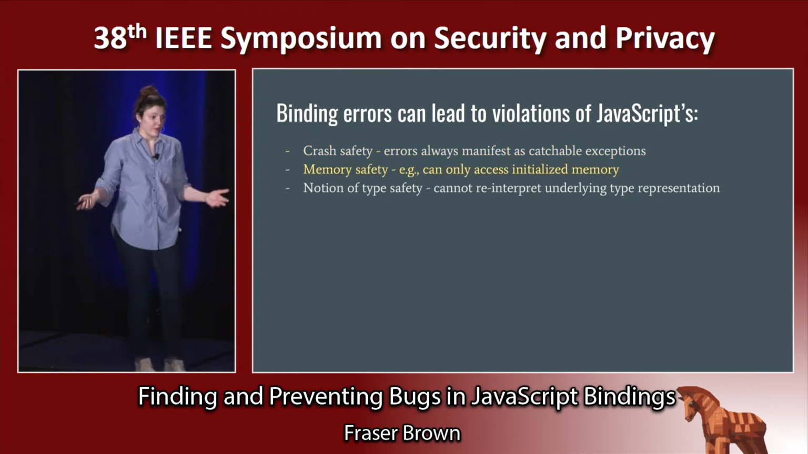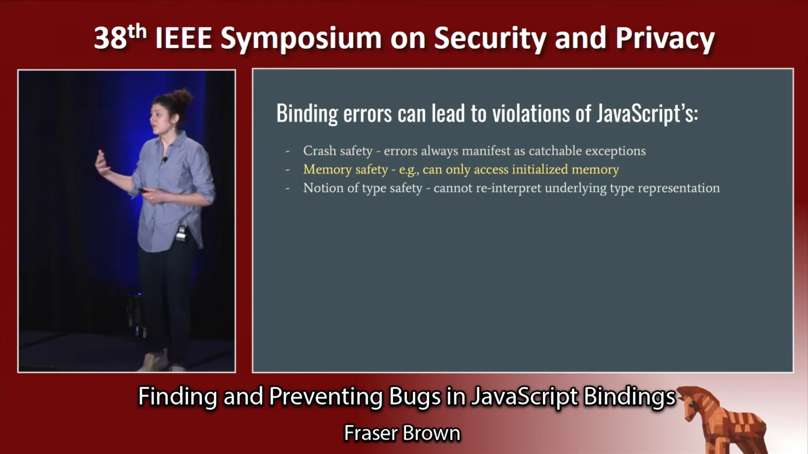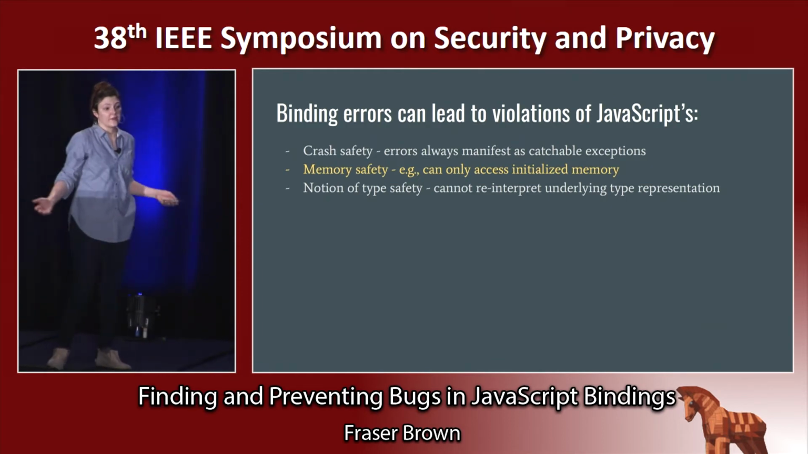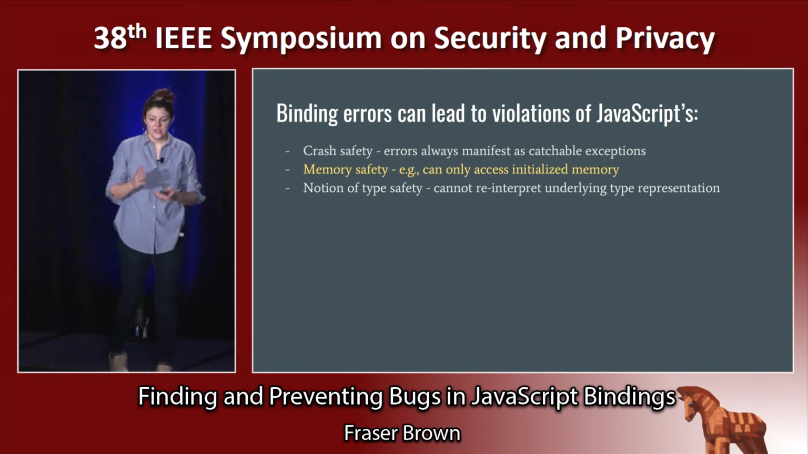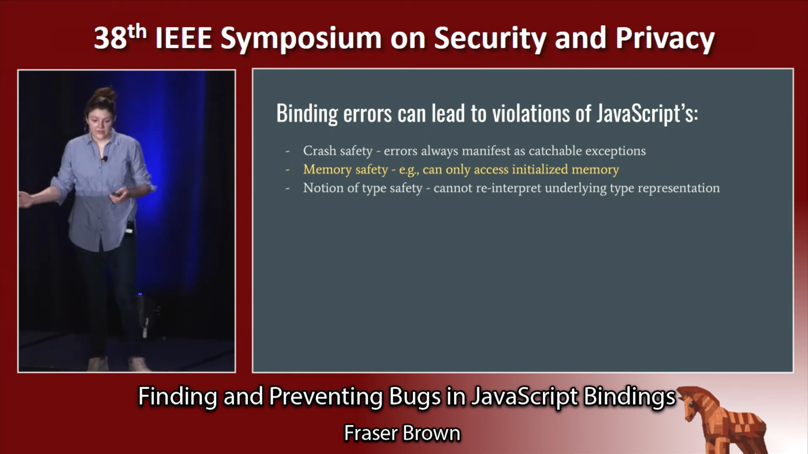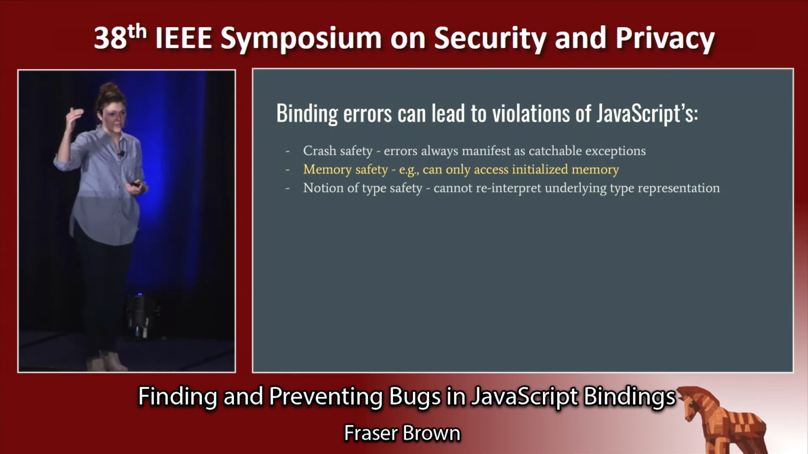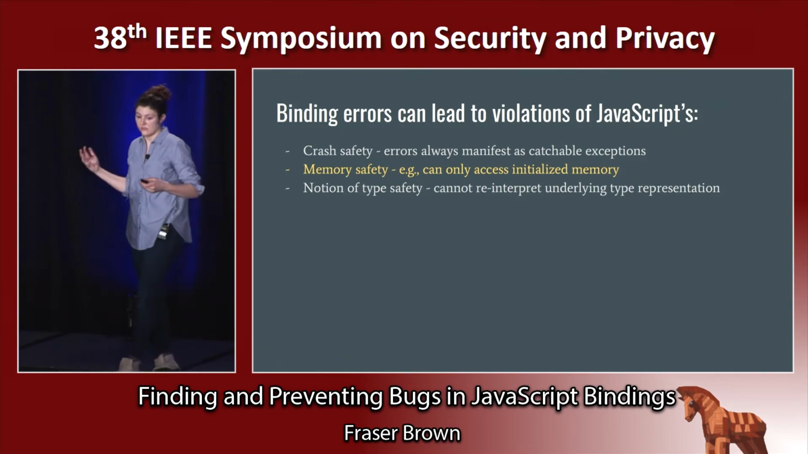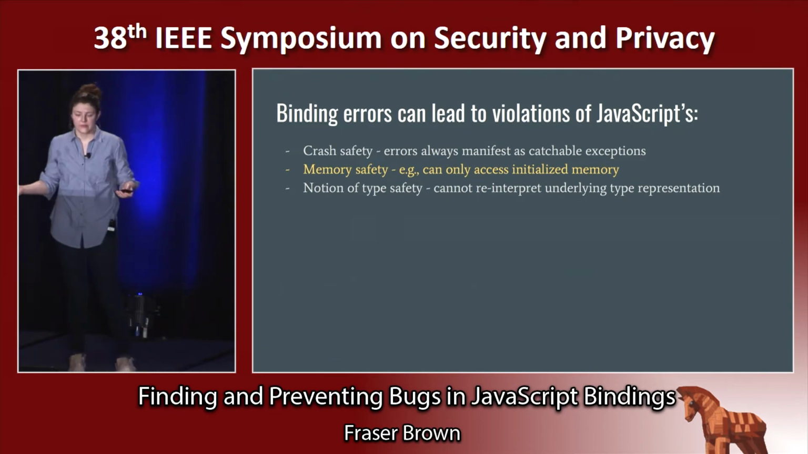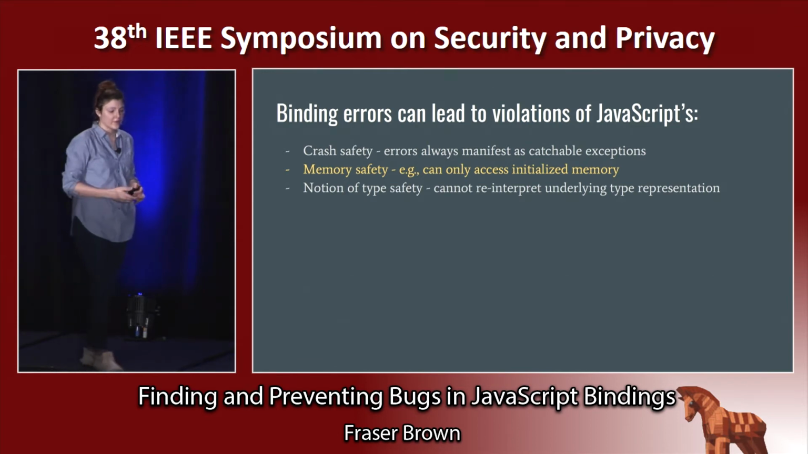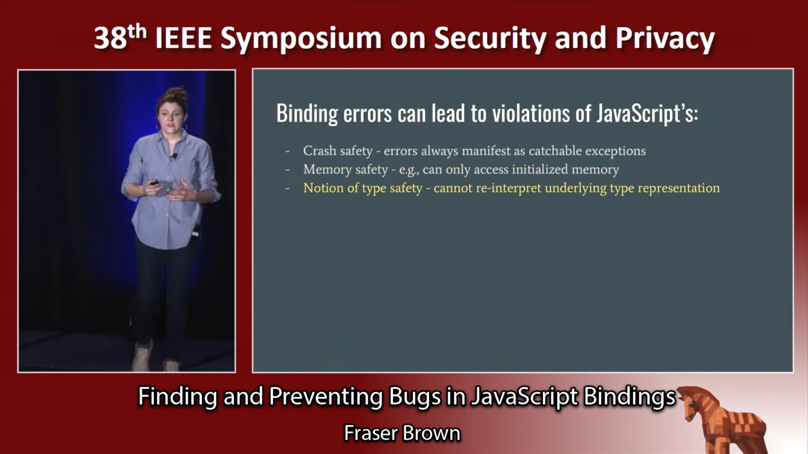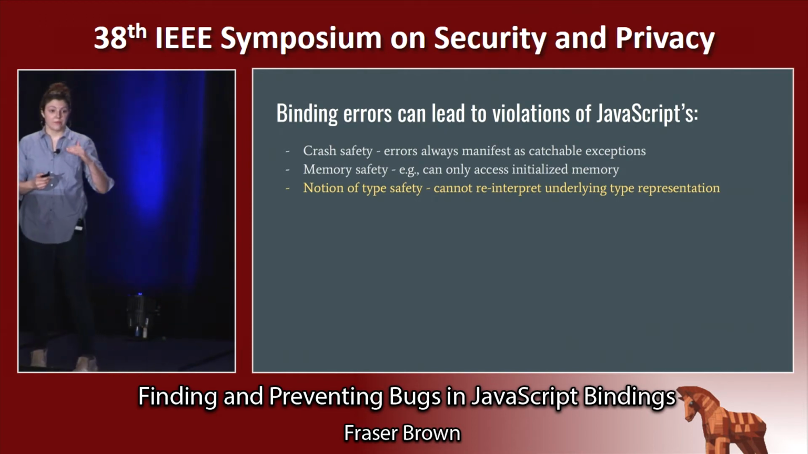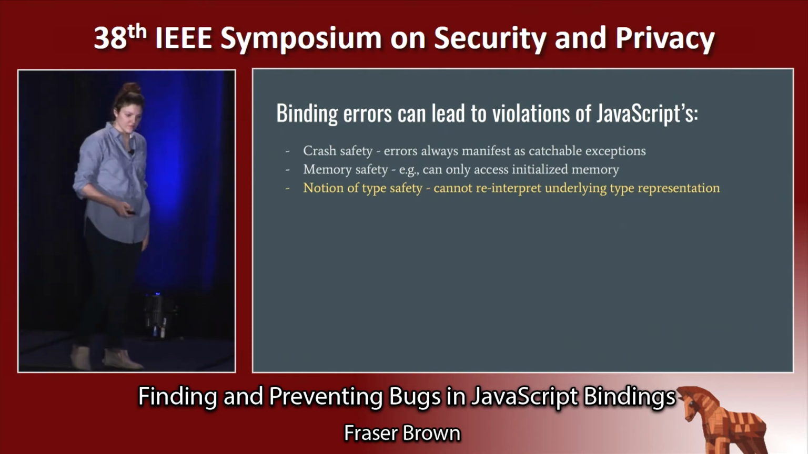So JavaScript is a memory-safe language. For example, you shouldn't be able to touch uninitialized memory. C++ is not at all. You can have a use after free bug. You can have out-of-bounds reads or writes. And if we can find some way of triggering those from JavaScript, we've reintroduced memory errors to JavaScript. And this can allow us to do all sorts of bad things like read sensitive data. Similarly, JavaScript has some notion of type safety, and we can violate that using bugs in the binding layer.